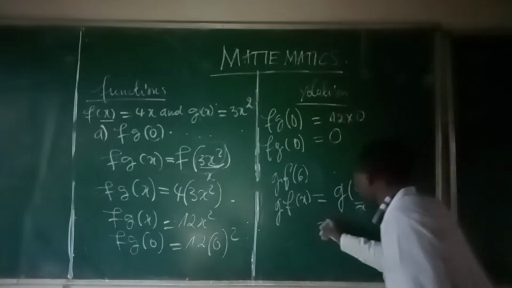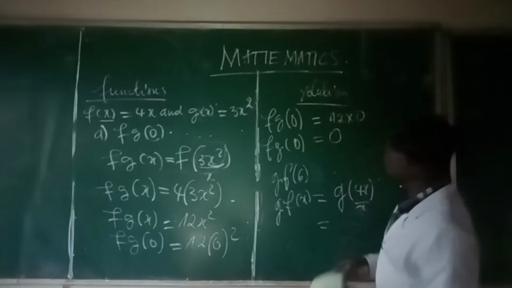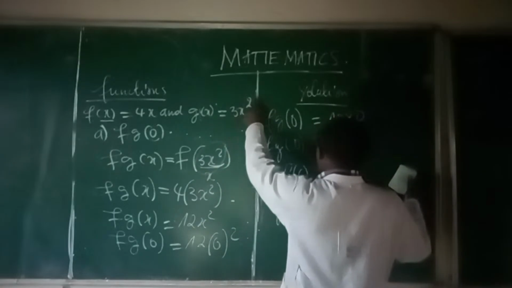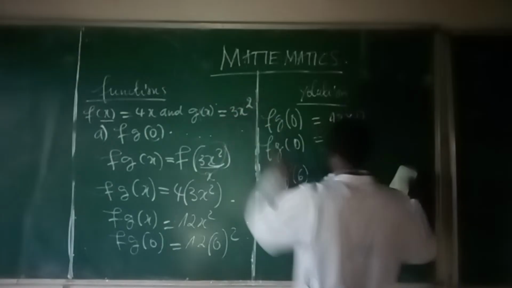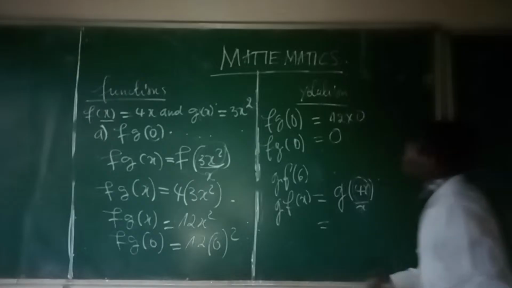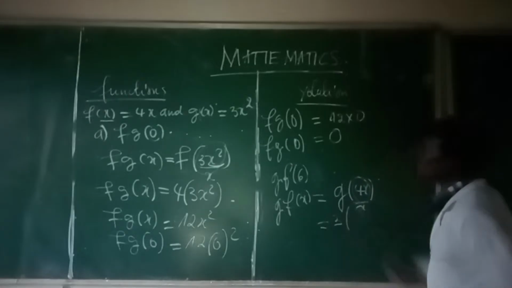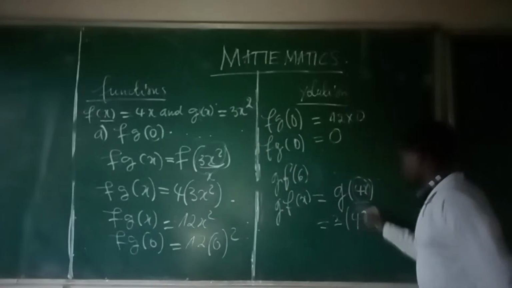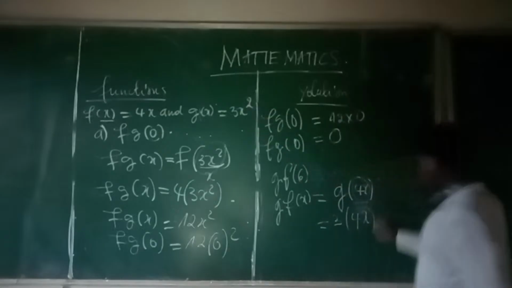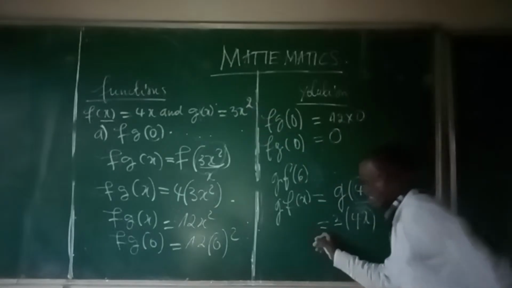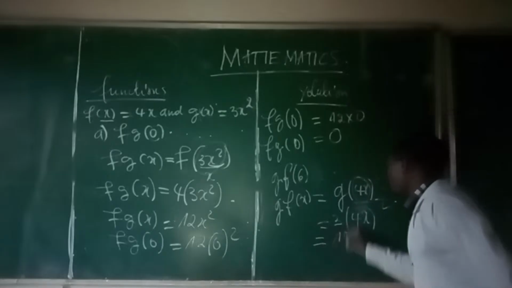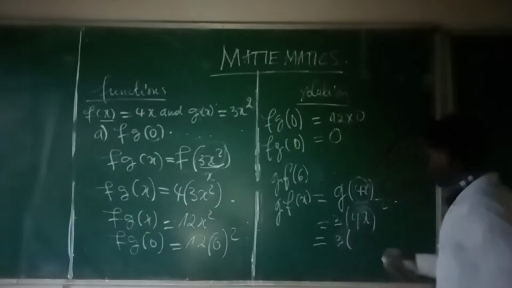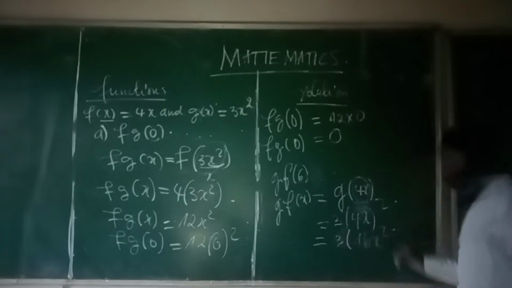Now finally, in g, what do we have? We have 3x squared. It means where we have x, we have to put this 4x. Now it is 3 times, x is equal to 4x, squared. Then we have to square this 4x. Sorry, it is 3 times 16x squared, close the bracket.